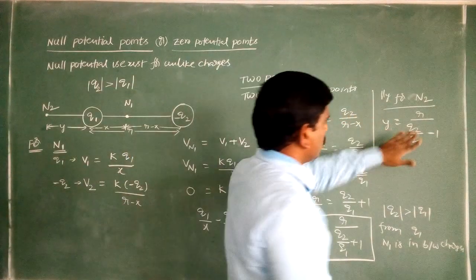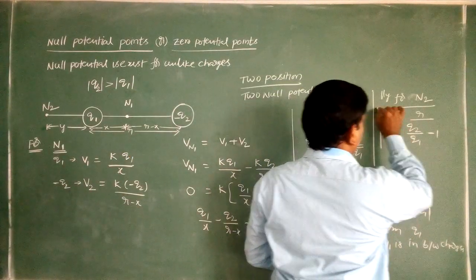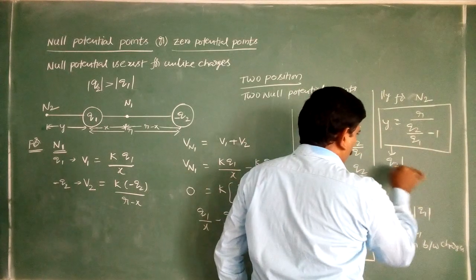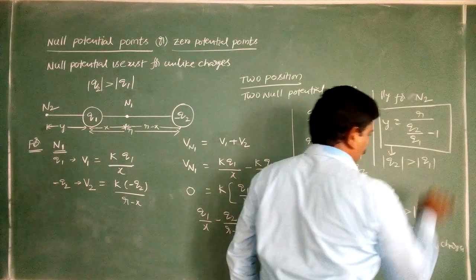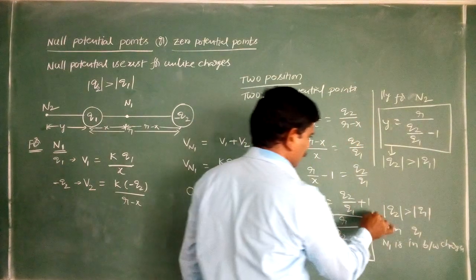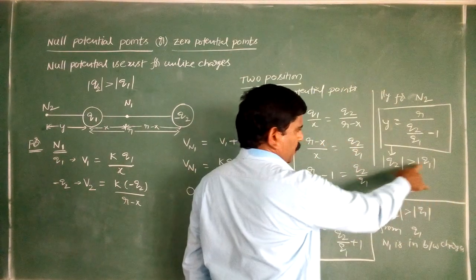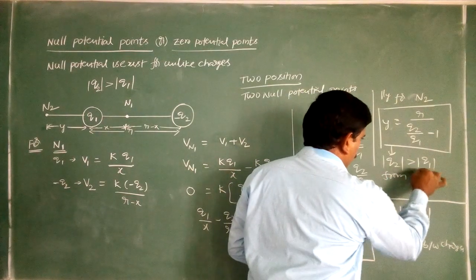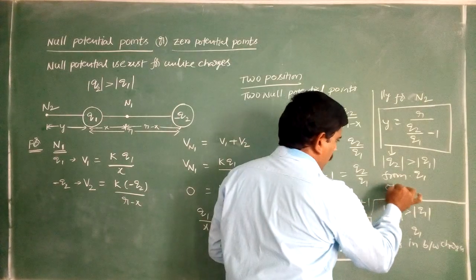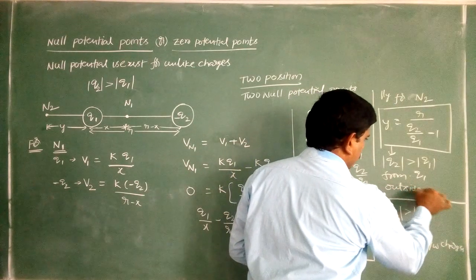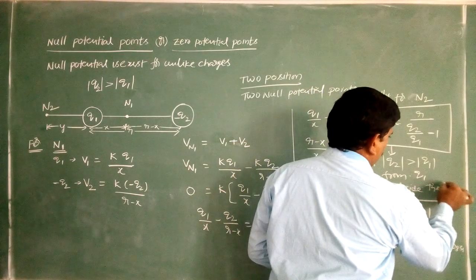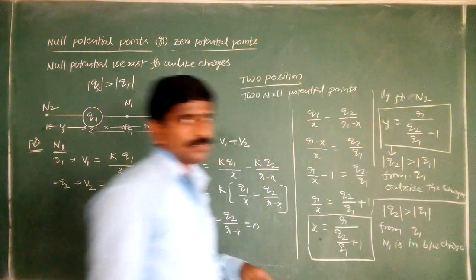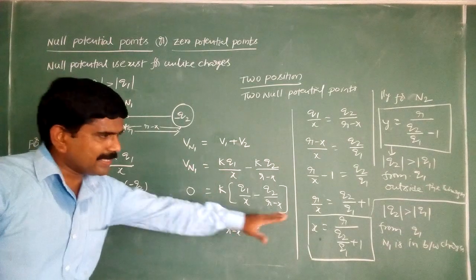Here in the second case, also the modulus of Q2 is more than the modulus of Q1. So the position of the null point from Q1 is outside the charges. Outside the charges, from Q1 only. We are solving by using these expressions.